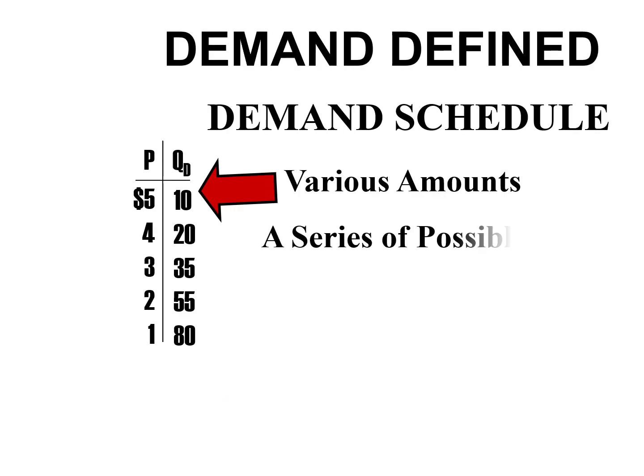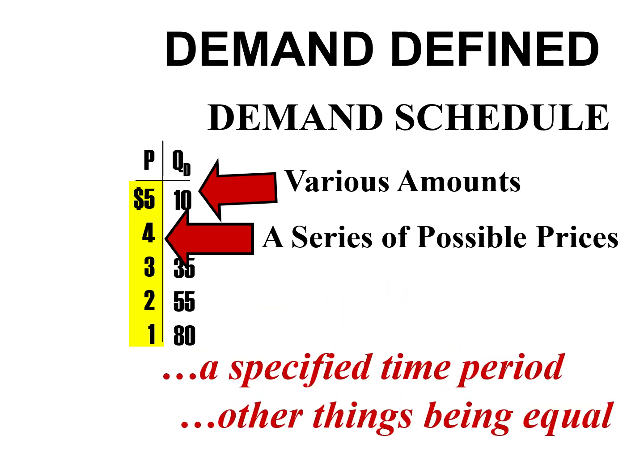What is demand? Demand is a schedule of the various amounts of a good or service that buyers are willing and able to purchase, at a series of prices, for a specified amount of time. So other things equal, we're going to emphasize the idea that price is the most important determinant of quantity demanded. So we're going to look at the relationship between the price of a good, a service, or a resource and the amount that buyers are willing and able to purchase for a specified amount of time.